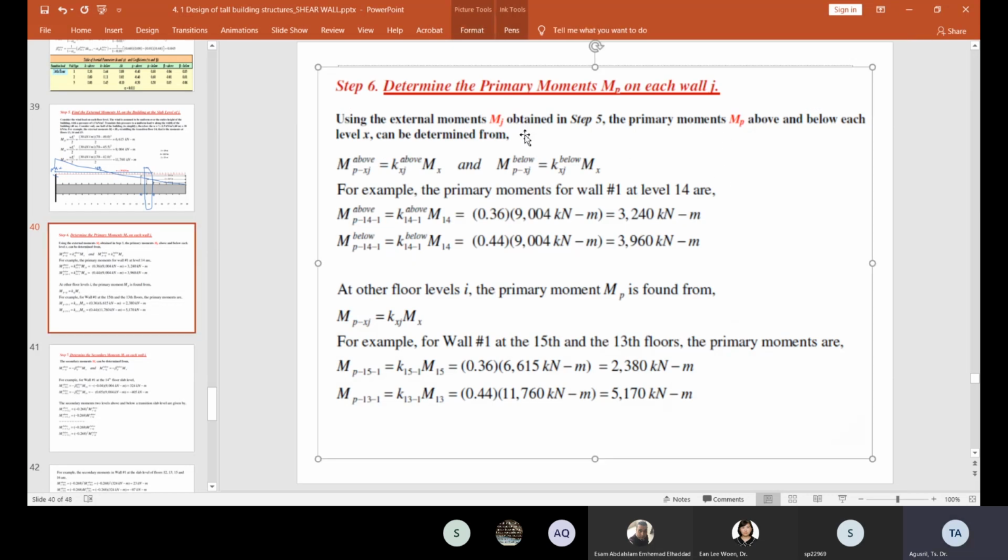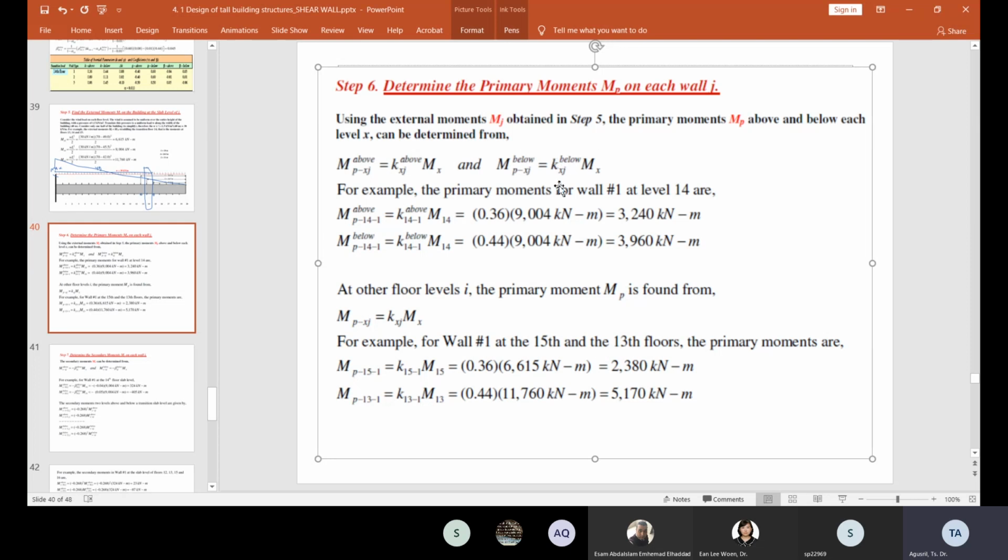To get the primary moment, as I mentioned to you, we can get the primary moment by using the K value. So the moment above, MP, P means primary, MP above equals KXJ above multiplied by MX. MX is the total external moment for each level of the wall. Then for the moment below, we use the same moment MX. So the value of MP below and MP above depend on the value of K above and K below.